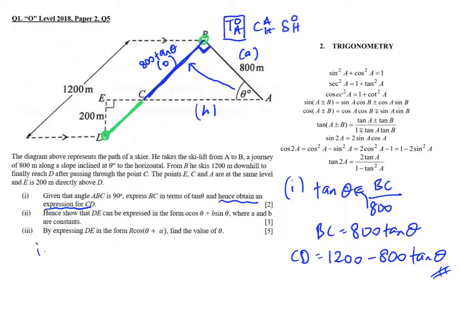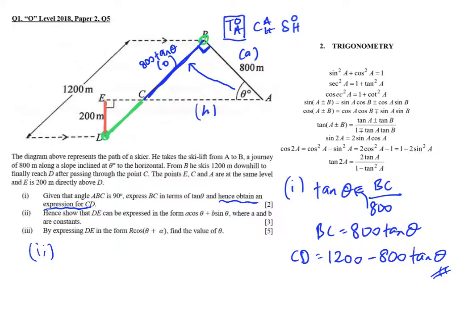Let's look at part 2. Hence, show that DE can be expressed in the form A cosine theta plus B sine theta, where A and B are constants. So now they are targeting to find DE. Before we find DE, we must realize that there are some similarities between triangle DEC and triangle ABC. Now, what is the similarity? The similarity is really the angles.